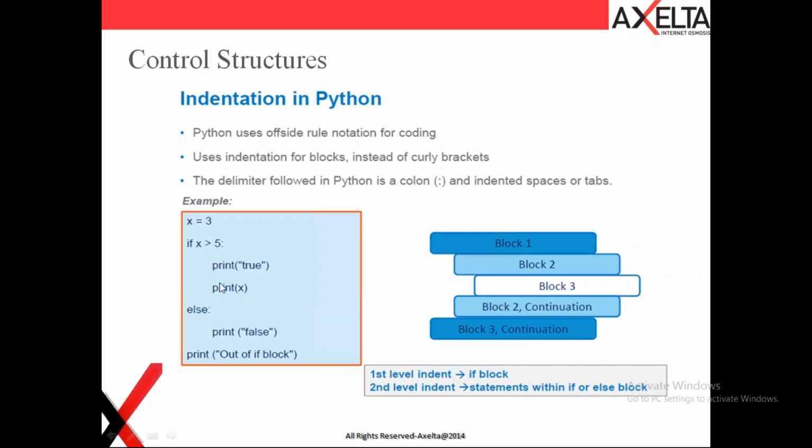And how to indicate the statements belong to the if block? They are indicated by giving the indentations. See, the languages like C, C++, or Java, whatever it may be, will use braces, curly braces. Is it right? But here we are avoiding the usage of those curly braces. Instead of that, we are giving some fixed spaces for all the statements to indicate that these statements belong to this block. Is it clear?